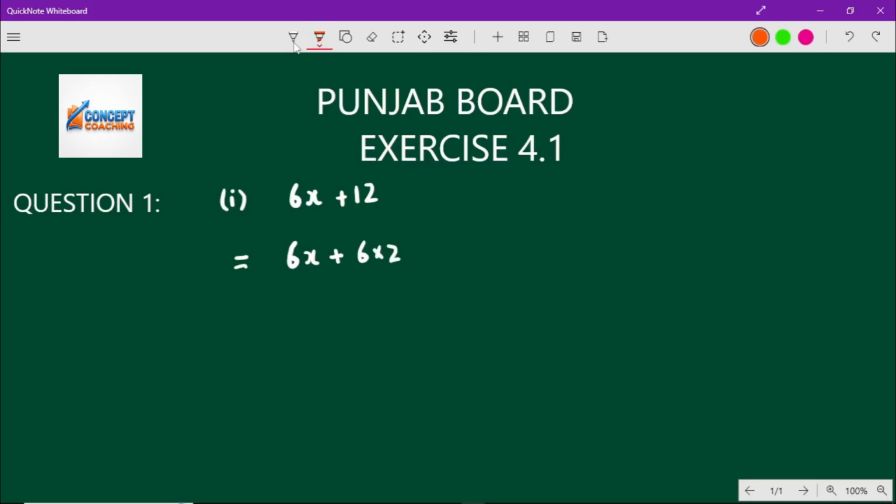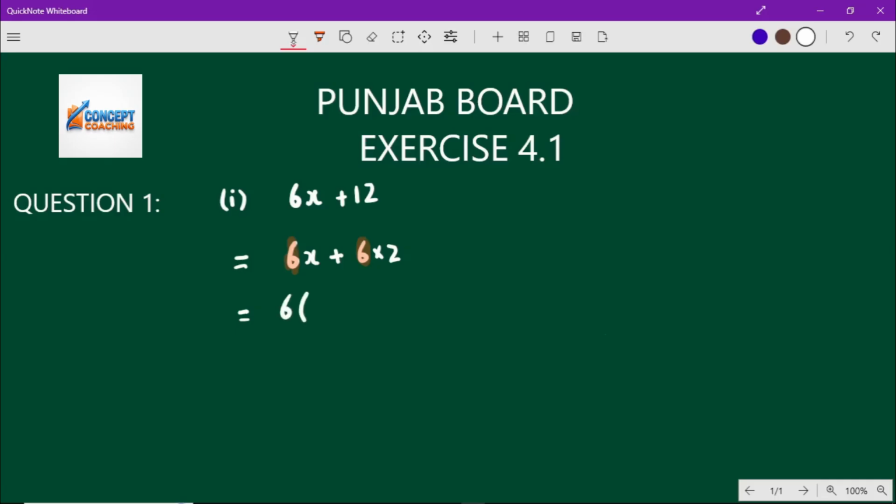Now you see that 6 is common in both the factors. 6 is here and 6 is here. So we can take 6 as common. So whenever we have this in two terms, we have the same common value, that is 6. So we can take this 6 out, 6 as common.